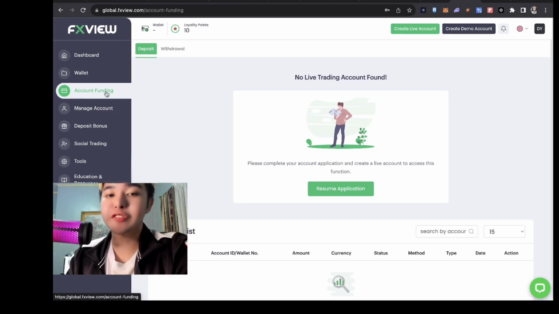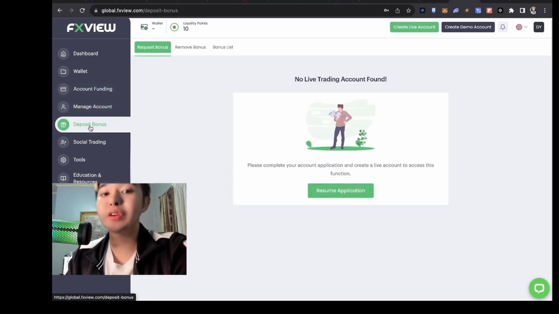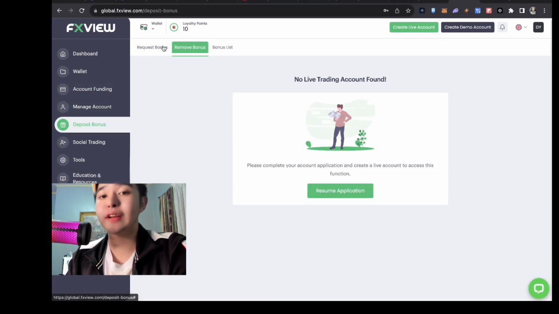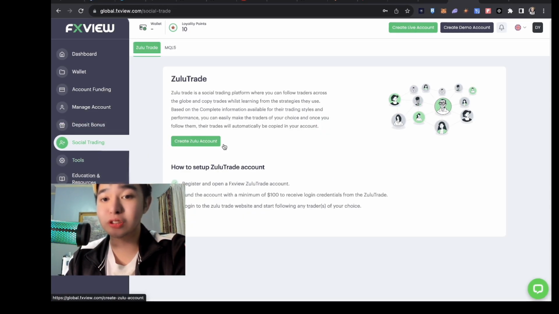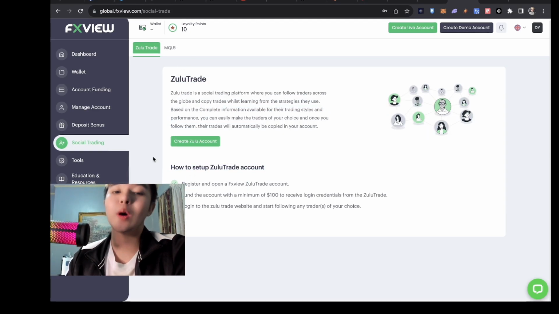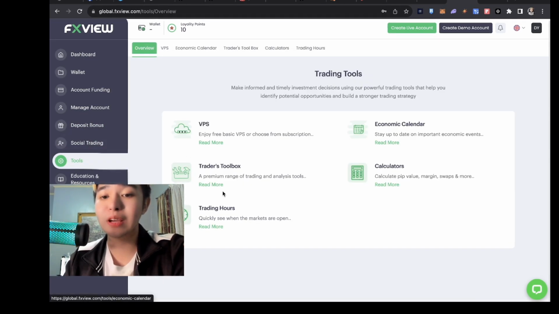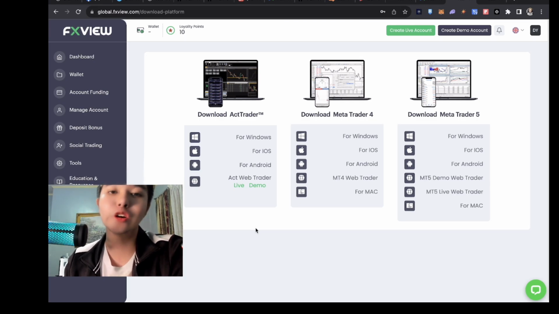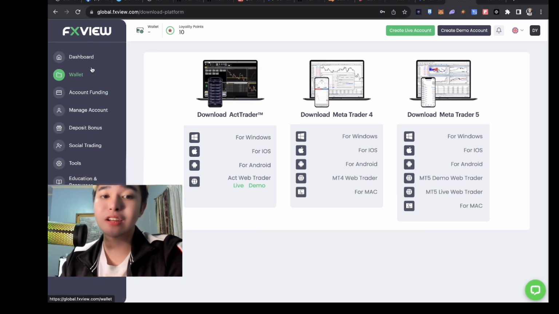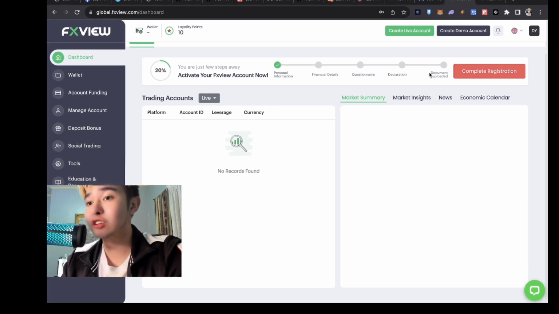Now when it comes to account funding, you can fund your account easily using bank transfer, or you can also deposit after you've created your live account using bank transfer or crypto. And also there's the social trading here, the Zulu trade. So you can copy trade with Zulu. I will also review this Zulu trade, which is one of the best copy trading platforms. And also there's a lot of PVS, trader toolbox, trading hours, economic calendar, and calculator that you can use. And also guys, there's a download platform here, you can download it on Android, iOS, for you to trade easily. And of course, you can see you can just activate your account, financial details and document submitted.